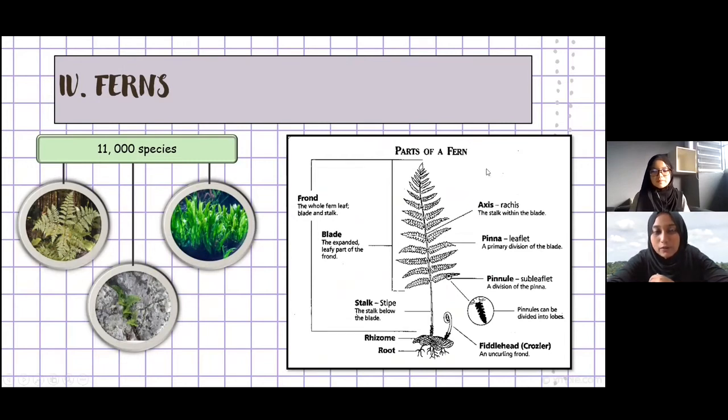Okay, now we are moving on to the parts of a fern. So now I'm going to emphasize only one part of the fern, which is the frond, as it's written in the book. Actually, the leaves of the fern are not called leaves, but we call them the frond. So the frond means the leaf of the fern.